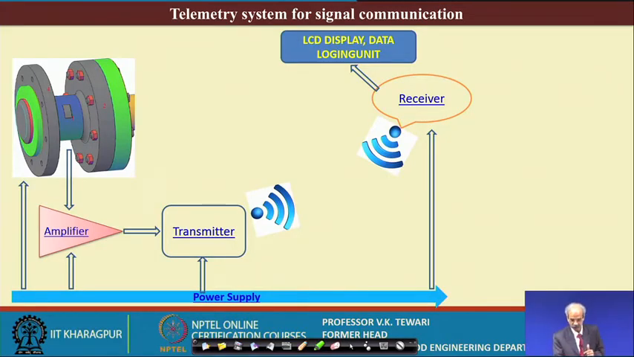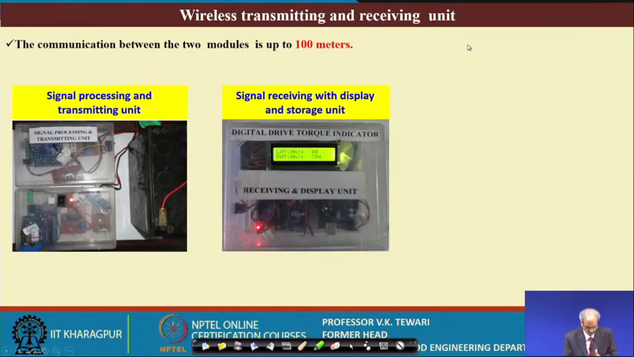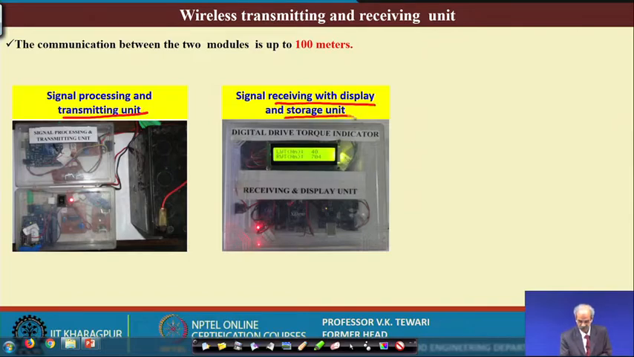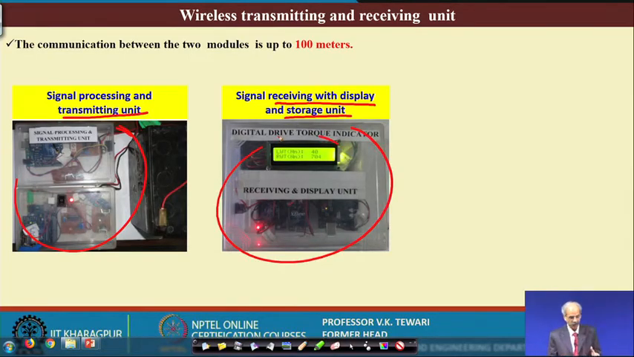You can see here there is an LCD display, and the data logging unit is somewhere here. Well, we have the wireless transmitting and receiving unit. You can see that this is a transmitting unit and a receiving unit with the display and storage. You can see the details of these units which have been developed, and in fact it works up to a distance of 100 meters. We thought that 100 meters is a very long distance, and if somebody is outside the field, he will be in a position to measure these values.